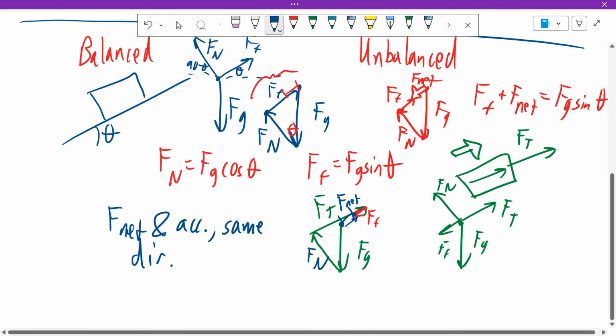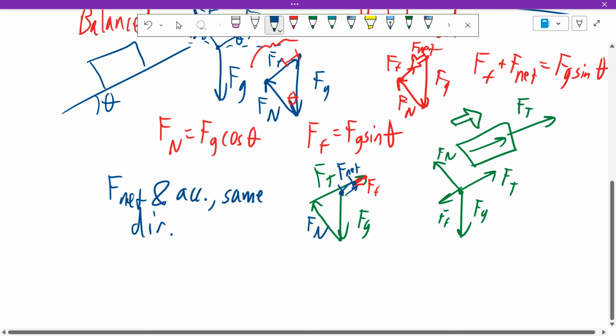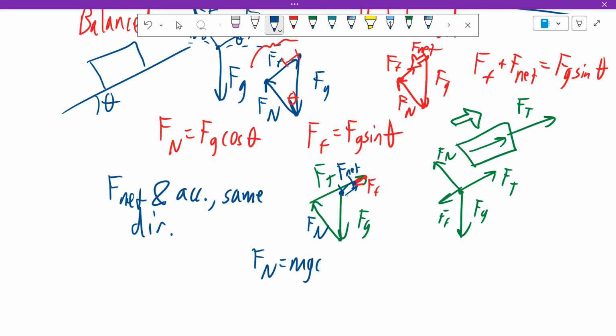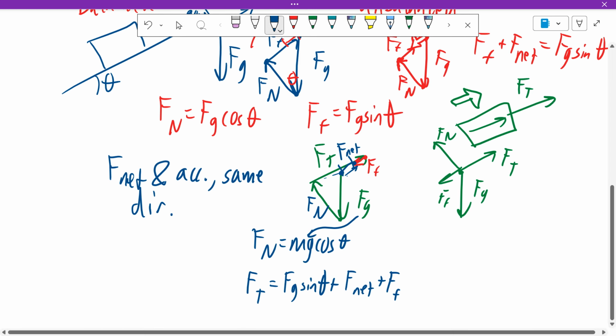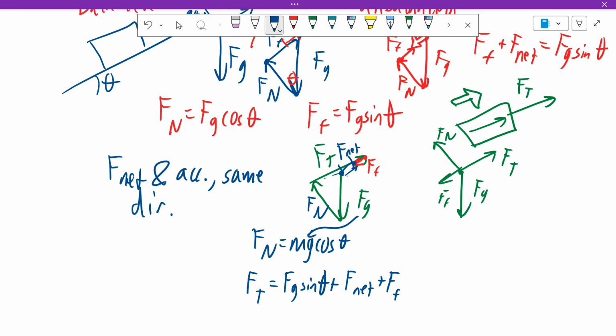This would be FN over here. If I want to draw this, FN is still mg cosine of theta. I replace FG with mg. For this whole length here, if I tried to figure it out, FT is equal to this part here, FG sine of theta, plus FNet and force friction. If you drew your arrows the right way, then you're probably going to get the signs right. Remember, this whole length of FT is equal to this part plus this part plus this part. So hopefully you can see my little pen here. It's equal to those three.